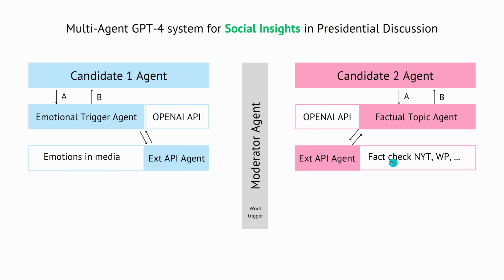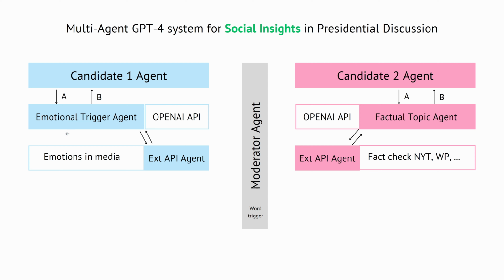So we fact check and we come back now with the actual fact check data, with the source of the information. And you say, hey, look, you have a new piece of information for the factual topic agent that can then feed it back into an actual statement by candidate 2. Now the same, of course, is true for the other candidate.